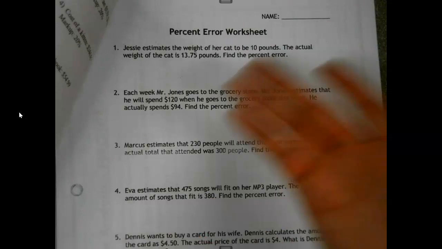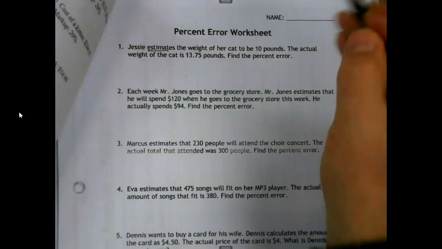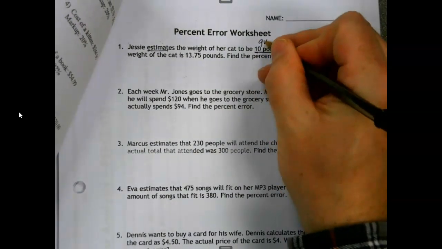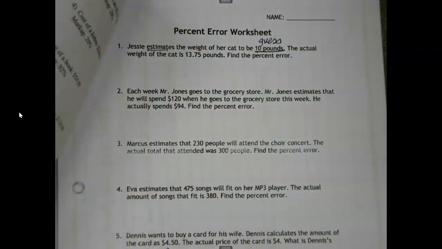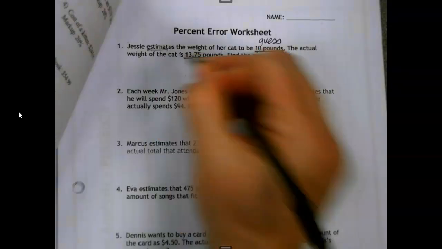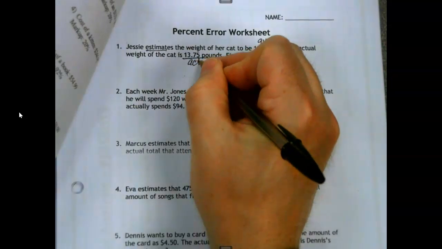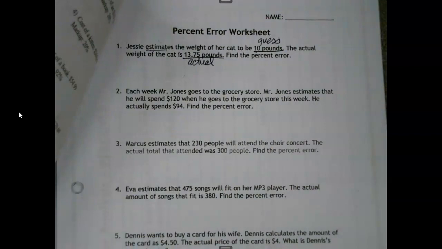And so, for instance, might as well start at number 1. Jessie estimates the weight of her cat to be 10 pounds. Okay, so she's estimating, this is our guess. We guess the cat is 10 pounds. The actual weight of the cat is 13.75, and they even use the word actual, which I appreciate. Okay, find the percent error.